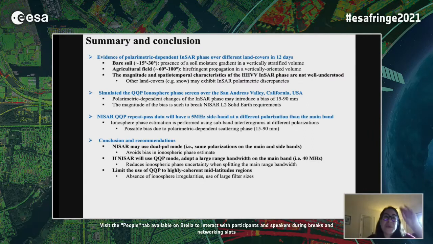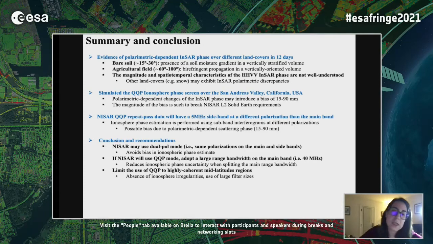So to summarize, we did find evidence of polarimetric interferometric phase inconsistencies between interferograms at HH and VV polarization over 12 days. The areas that we have analyzed are bare soil and agricultural fields, and we do think that the driver of these changes, in one case for the bare soil, might be soil moisture, while for agricultural fields, we do believe that these are driven by changes in the vegetation biomass over vertically oriented vegetation fields. It's clear that the magnitude as well as the spatial temporal pattern of these HH minus VV interferometric inconsistencies are not well understood, and we cannot exclude that there are other types of land cover which may exhibit these very similar polarimetric inconsistencies.